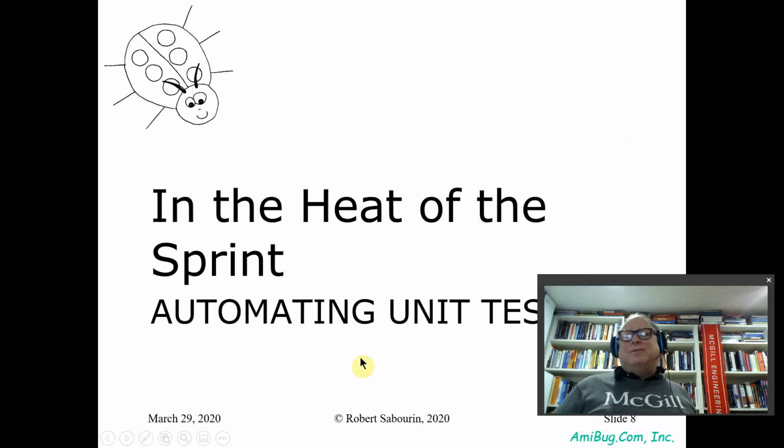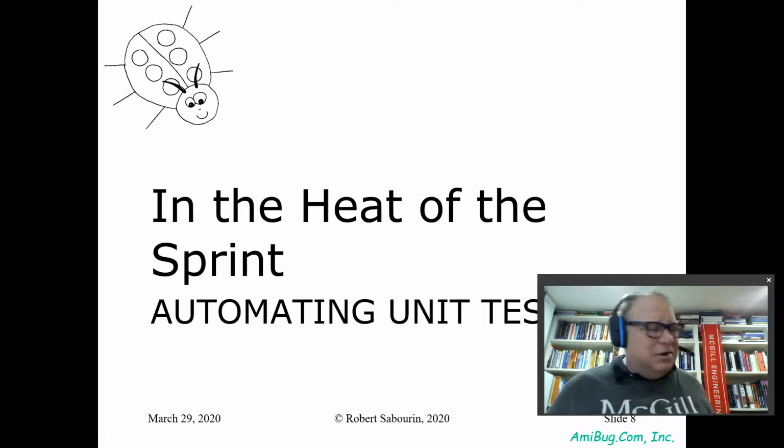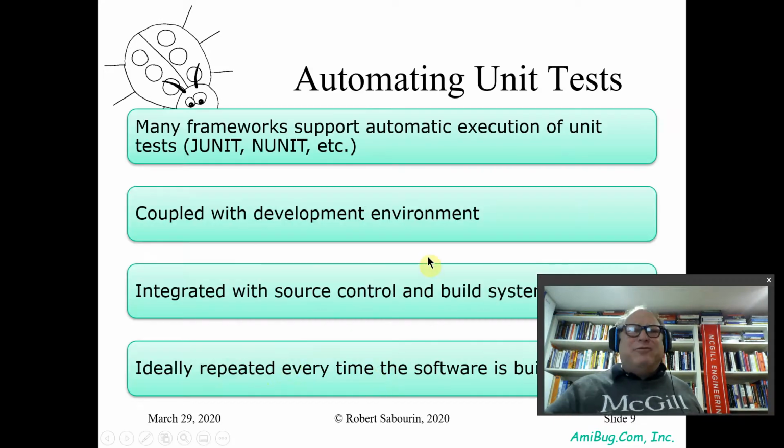There's a lot of tools and mechanisms to facilitate the unit testing being done at the time while we're doing TDD. Many frameworks will support the automatic execution of unit tests, JUnit, NUnit, every imaginable unit testing framework. There's tons of them available. They couple with your development environment. They integrate transparently, usually with the IDE and the source control system and the build environment. Ideally, every time the software is built, you want to repeat your unit tests over and over again.